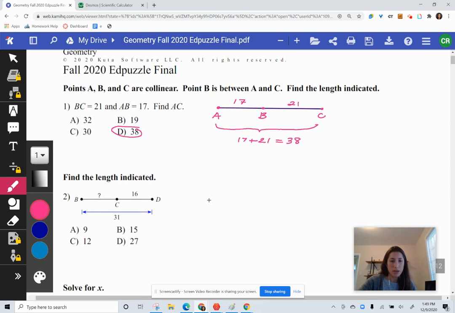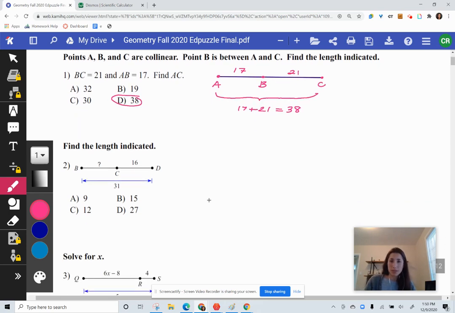All right, on our second question, this one is also segment addition. However, the diagram is already drawn and set up for us. So we've got the entire line segment, 31, and we have the part from C to D is 16. So we are looking for this other missing piece here, okay? So we need to know what number, when I add it to 16. So I'm going to say what number, we'll use X, plus 16 is equal to 31.